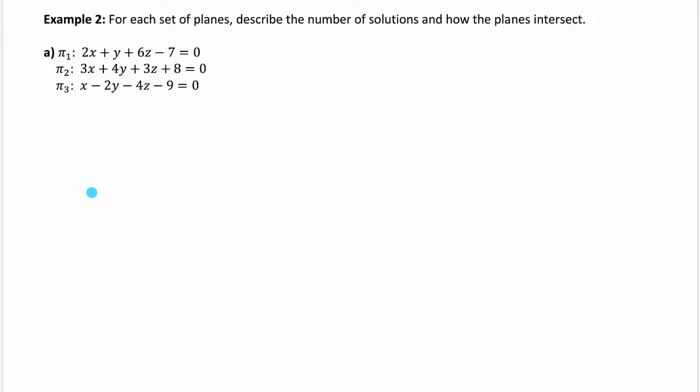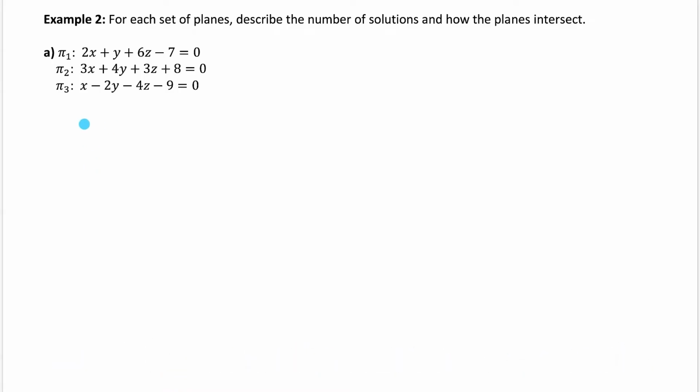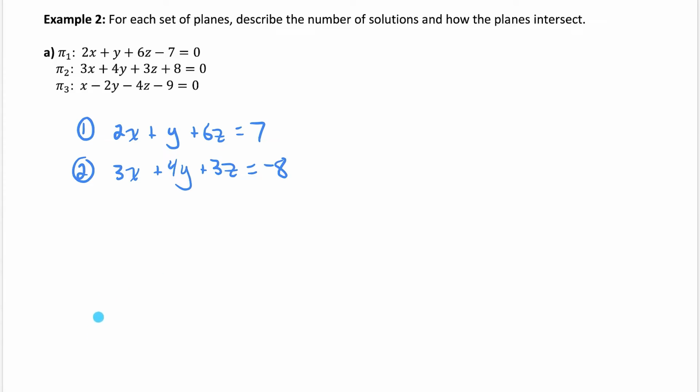What we always do to start off with is we try to eliminate one of the three variables that the equations have by using the method of elimination. So I'll start by stacking the two equations on top of each other. And my goal is to eliminate a variable. So I'm going to need the coefficients of either the x's, the y's, or the z's to be the same so that I can either add or subtract the equations to eliminate a variable. How about I eliminate the z's?